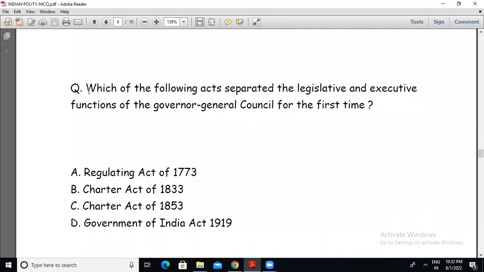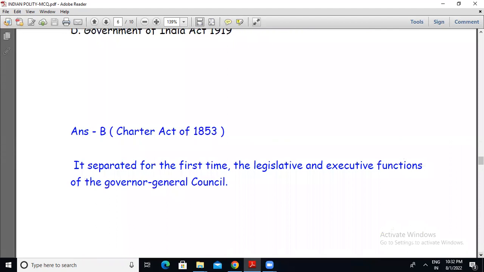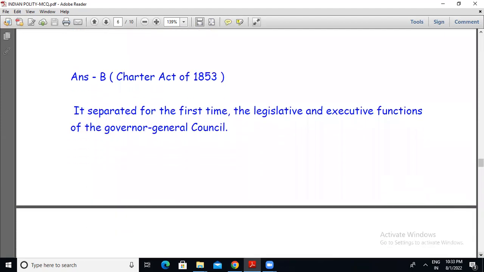Now coming to the next question, which of the following acts separated legislative and executive functions of the Governor General's Council for the first time? 1773, 1833, 1853, and Government of India Act 1919. The answer will be 1853. Charter Act of 1853. It separated for the first time the legislative and executive functions of the Governor General's Council. You know, legislative is a different thing and executive is a different thing. Now, this legislative and executive functions were first time separated with the help of Charter Act of 1853. Do remember it.